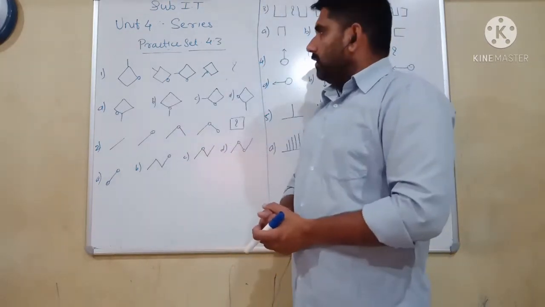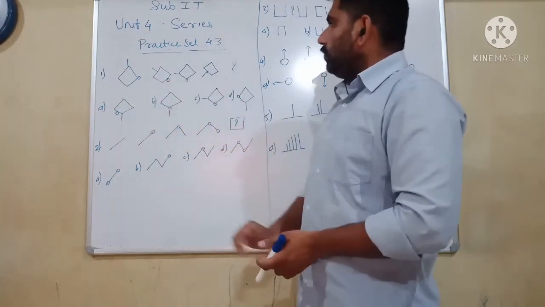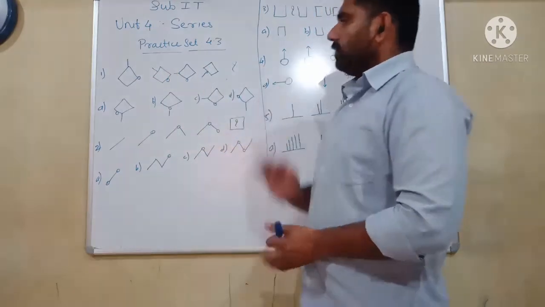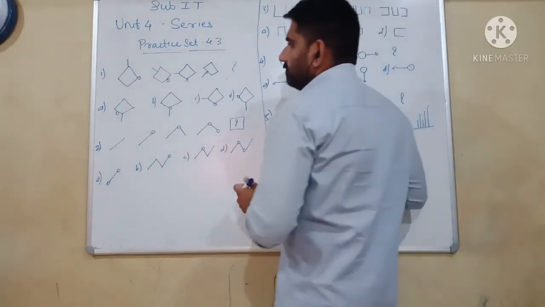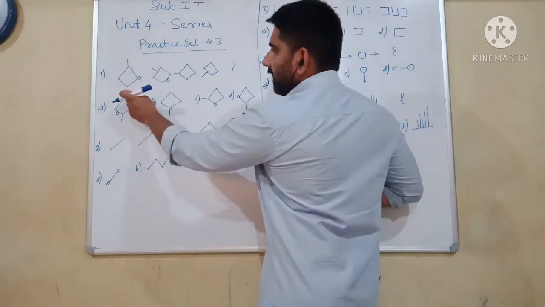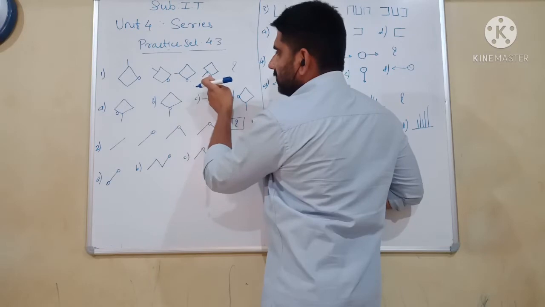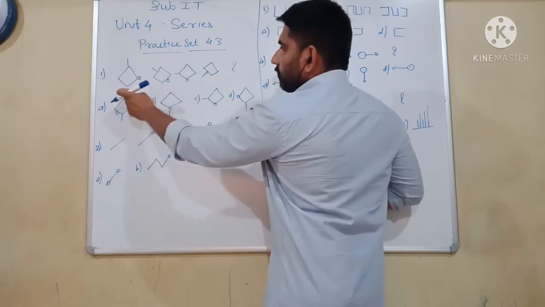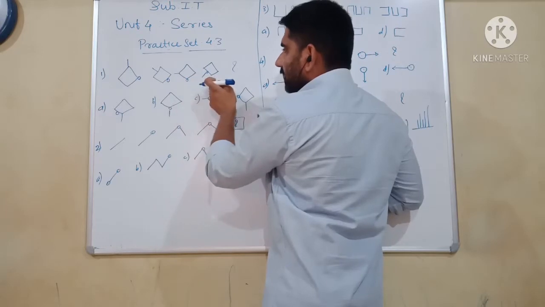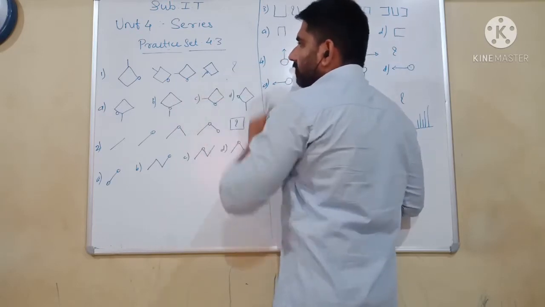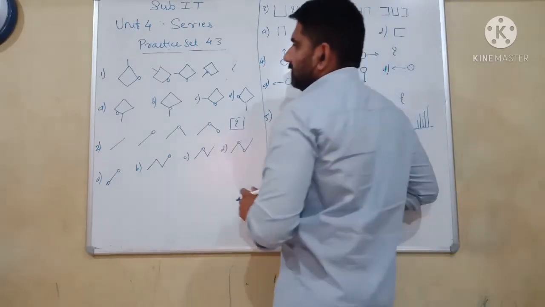In the first figure, a type of figures has been shown. Let's try to check out their pattern. If you try to follow the pattern, here is one kite, again rectangle, again kite, again rectangle. Then followed by kite and rectangle, kite and rectangle. Next, a kite will come.